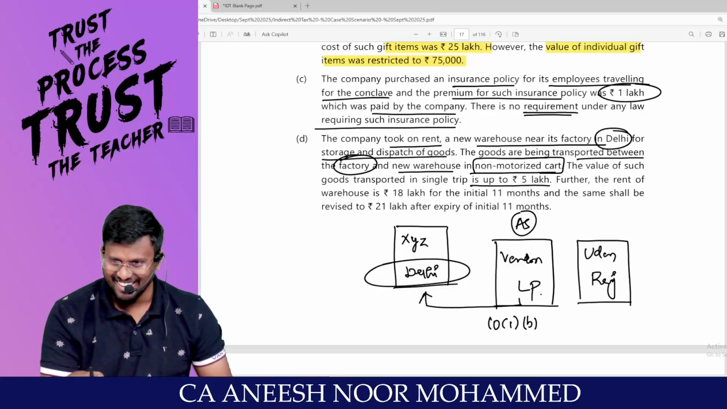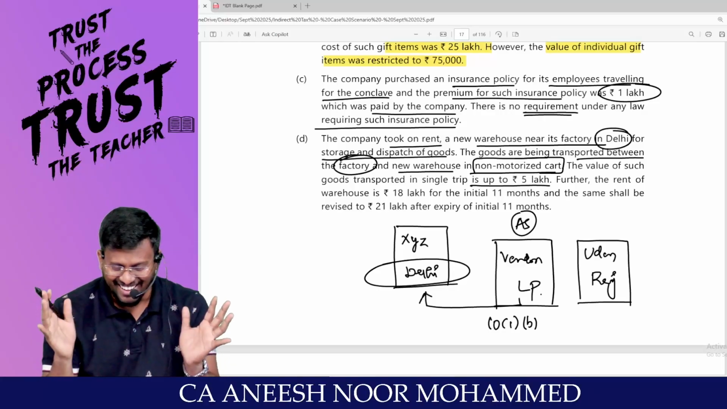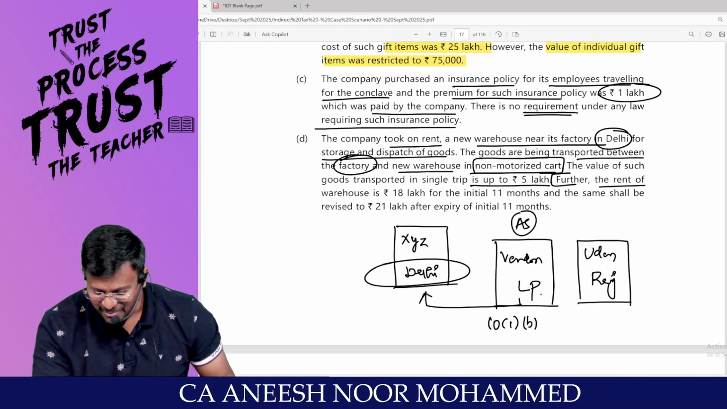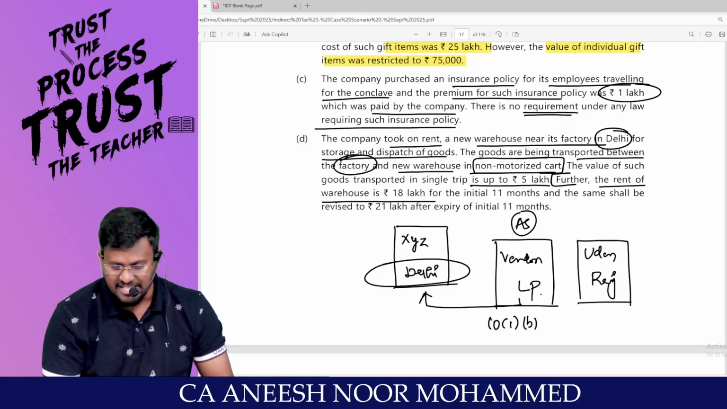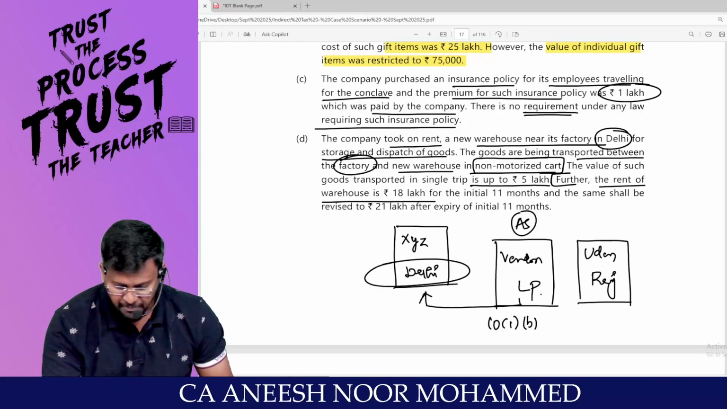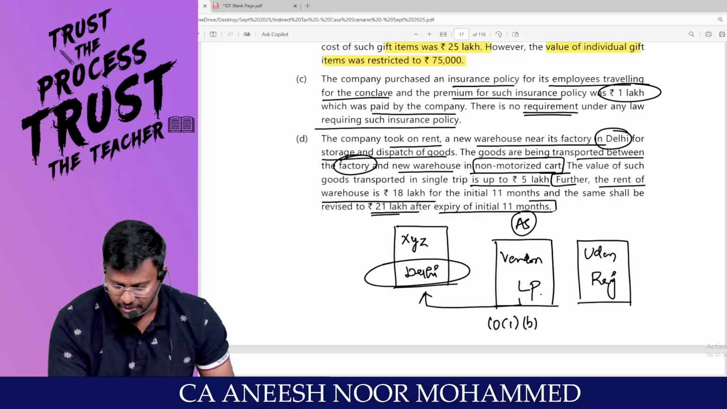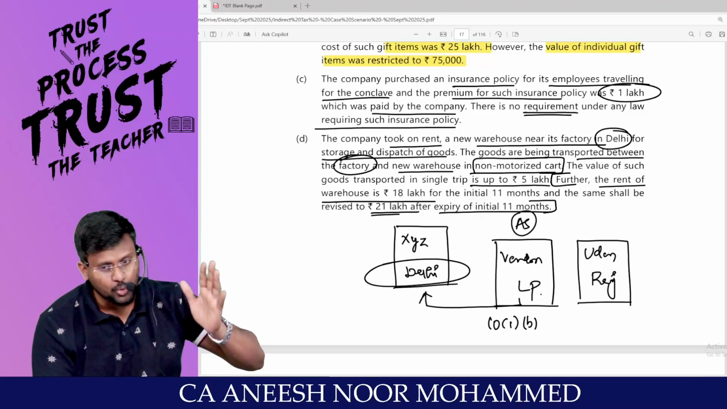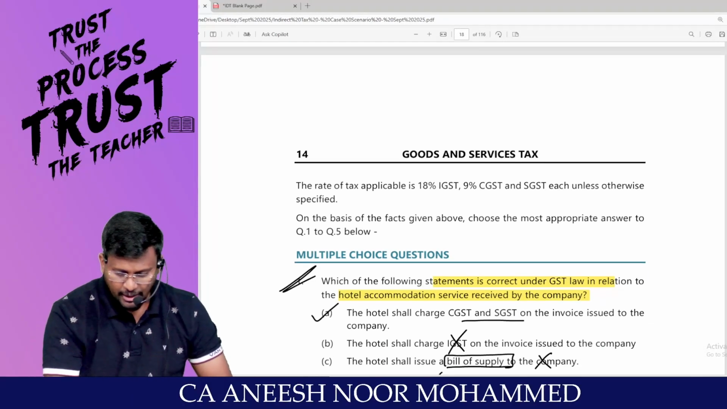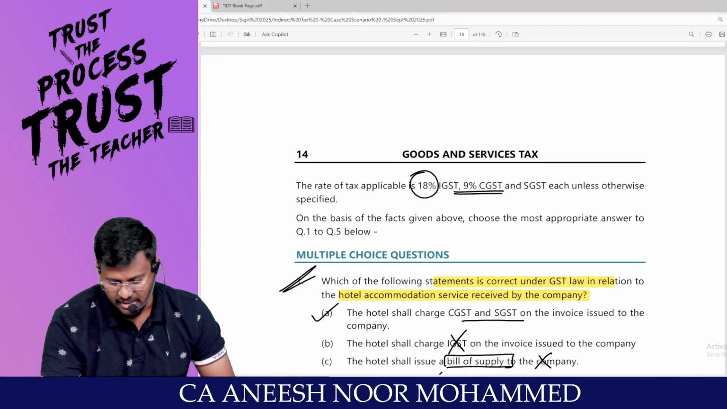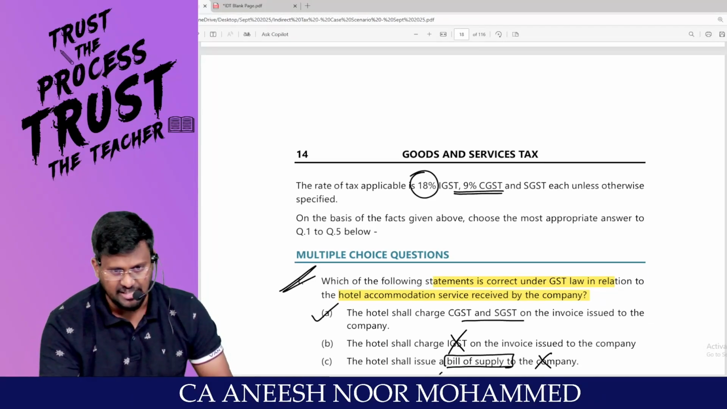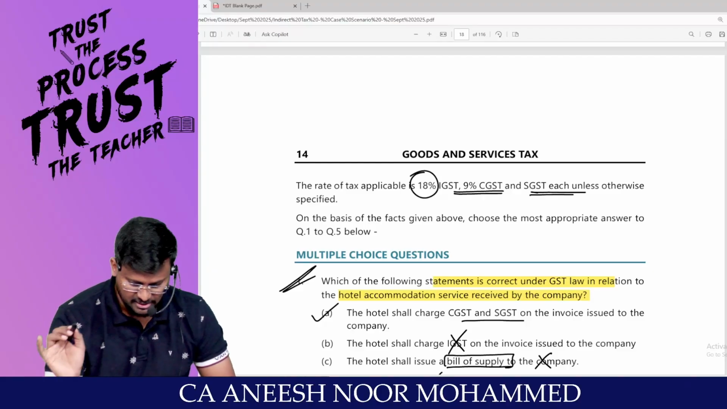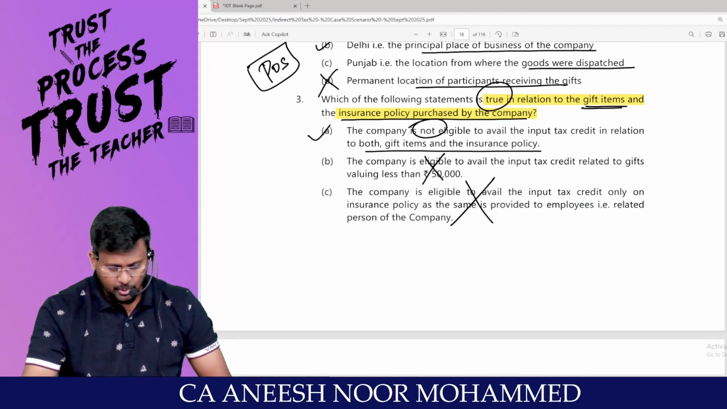4 lakhs. Further, the rent of the warehouse is 18 lakh for the initial 11 months, and the same shall be revised to 21 lakh after the expiry of how many months? They are saying that the rent is going to be more than 20 lakh. Let it be. Sir, the rate of applicable GST is 18%. IGST 18%, or 9% CGST and 9% SGST. Done. 1, 2, 3, done.